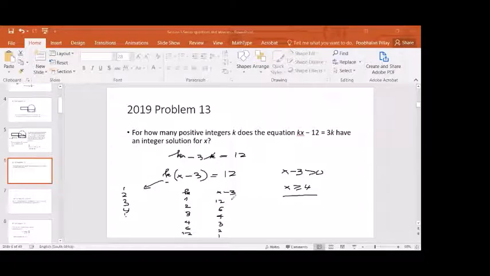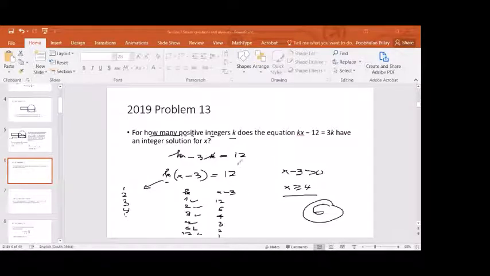Right. And so how many k's are there? The answer is 1, 2, 3, 4, 6, 12. So there are six possible values for k. They ask you how many positive integers there are. The answer is you count how many there are, and there are 6 positive integers. So that's the answer. All right.